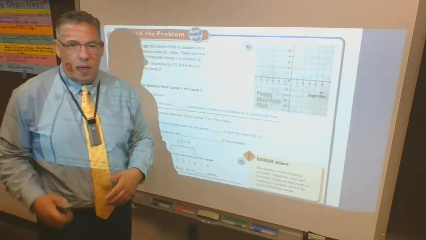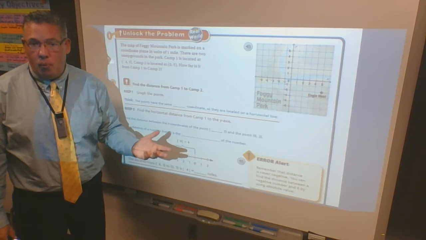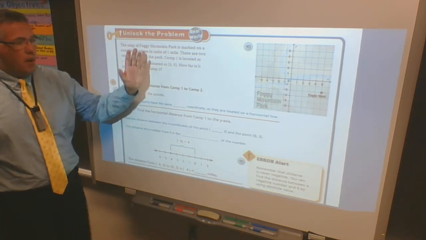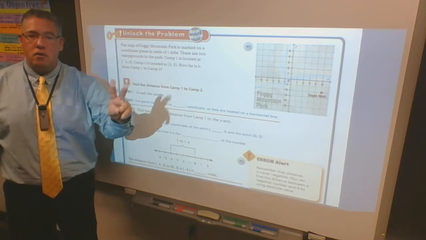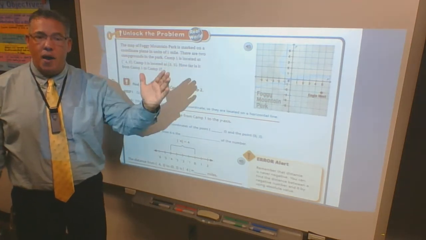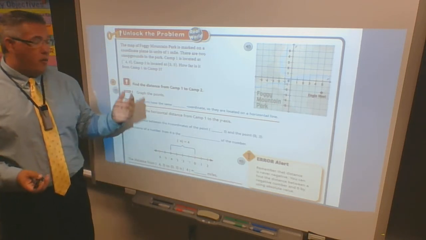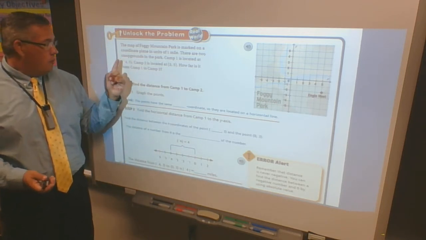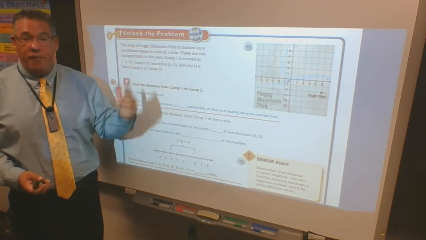So I have to begin by being able to look at the information and knowing once again how to plot points. So this tells me that according to where the eagle nest is, there's two parks that are going to be located on this map. And before I can find out their distances between one another, I have to be able to plot them. So Camp 1 is going to be at -4, 3, and Camp 2 is going to be at 5, 3.